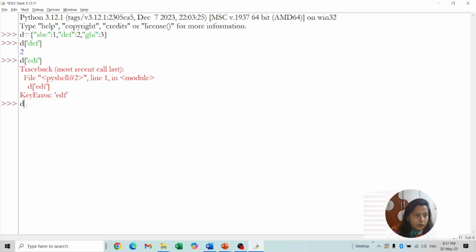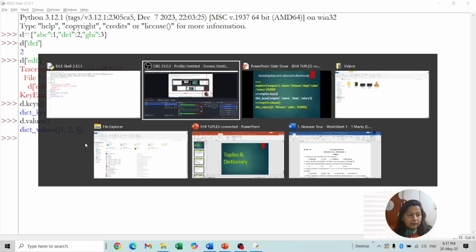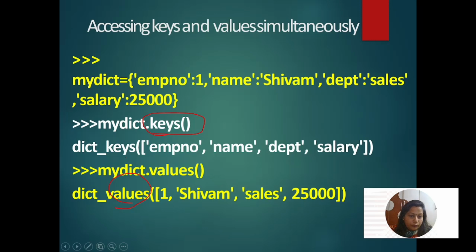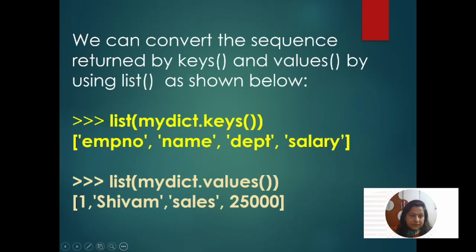Okay, now if I want to mention d.keys(), I'm using the function called keys(). You can see here dict_keys, you are getting A, B, C, D, E, F and G, H, I in the form of a list and outside the normal bracket. Same way d.values(), if I'm giving, then you can see here 1, 2, 3 are the values. Clear now? So with the keys function and values function, you can access both keys and values.